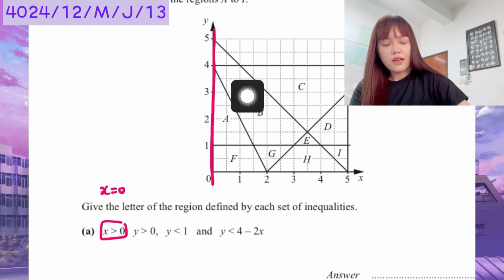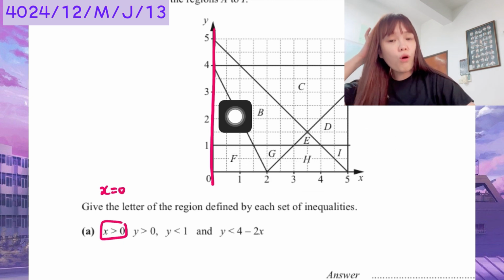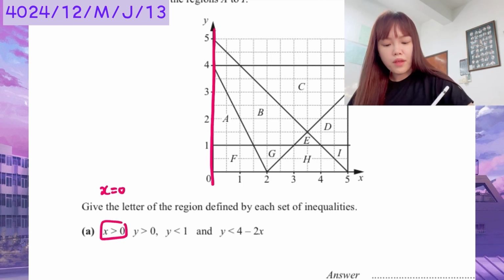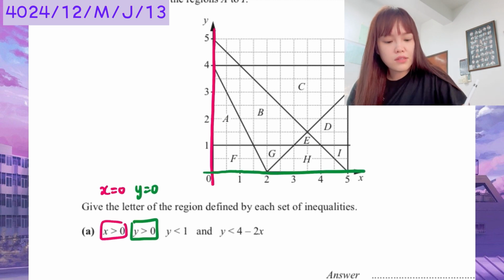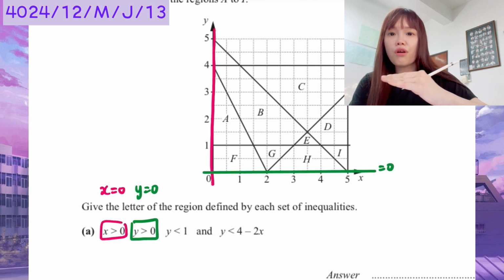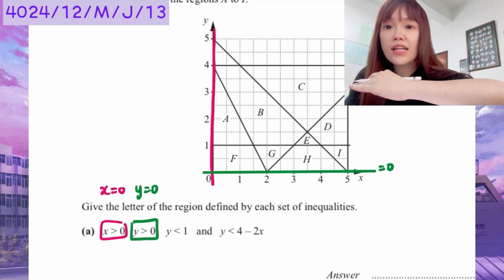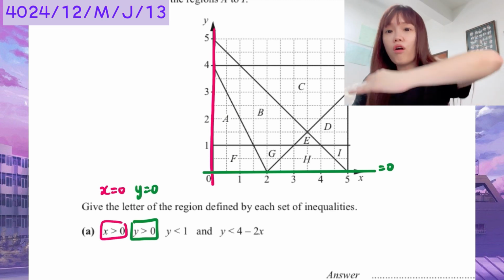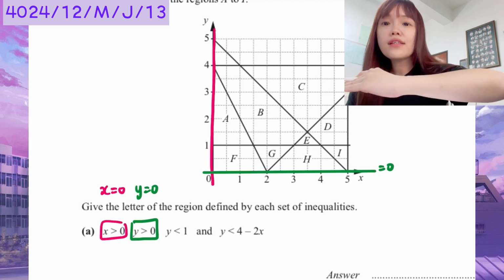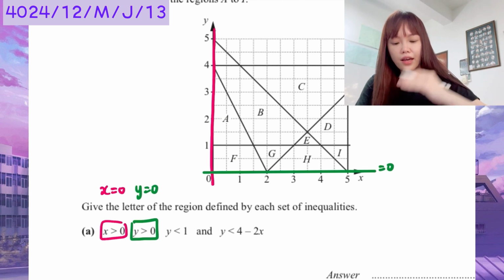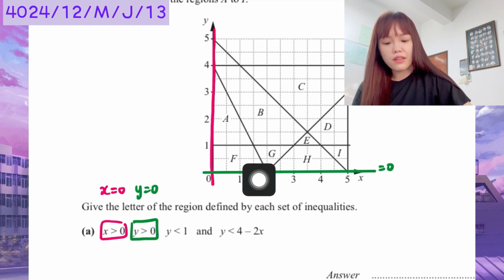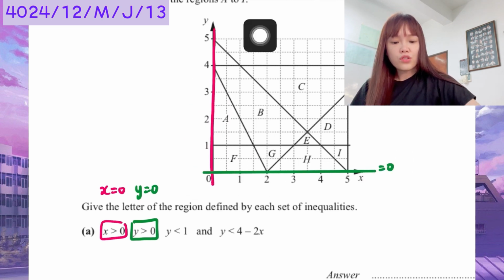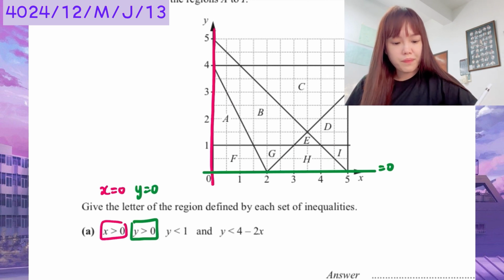So all of these regions, A, B, C, D, E, F, G, H, are x larger than 0. Now we move to the next one. Y larger than 0. You need to know where y equals 0 is. Y equals 0 is on the x-axis. This is my y equals 0, a horizontal line. If y is larger than 0, it's all above the line. If y is smaller than 0, it's all below the line. So y larger than 0 means it's above here. If we combine these two, x larger than 0 and y larger than 0, it's all of this.